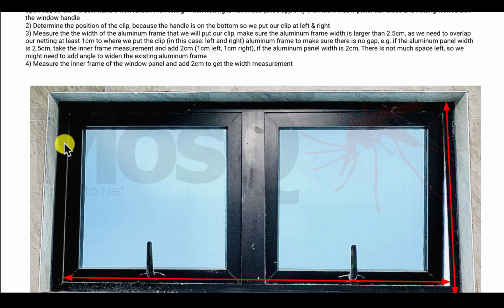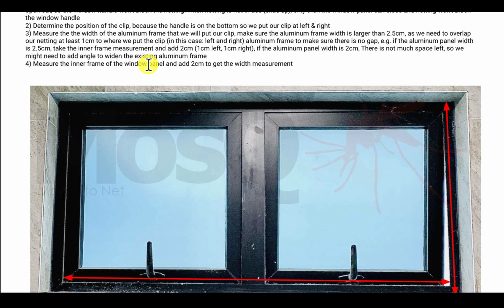The clip size is 1.3 cm. If the aluminum panel width is 2 cm, there is not much space left, so we might need to add an angle to widen the existing aluminum frame. Next, measure the inner frame of the window panel and add 2 cm to get the width measurement.